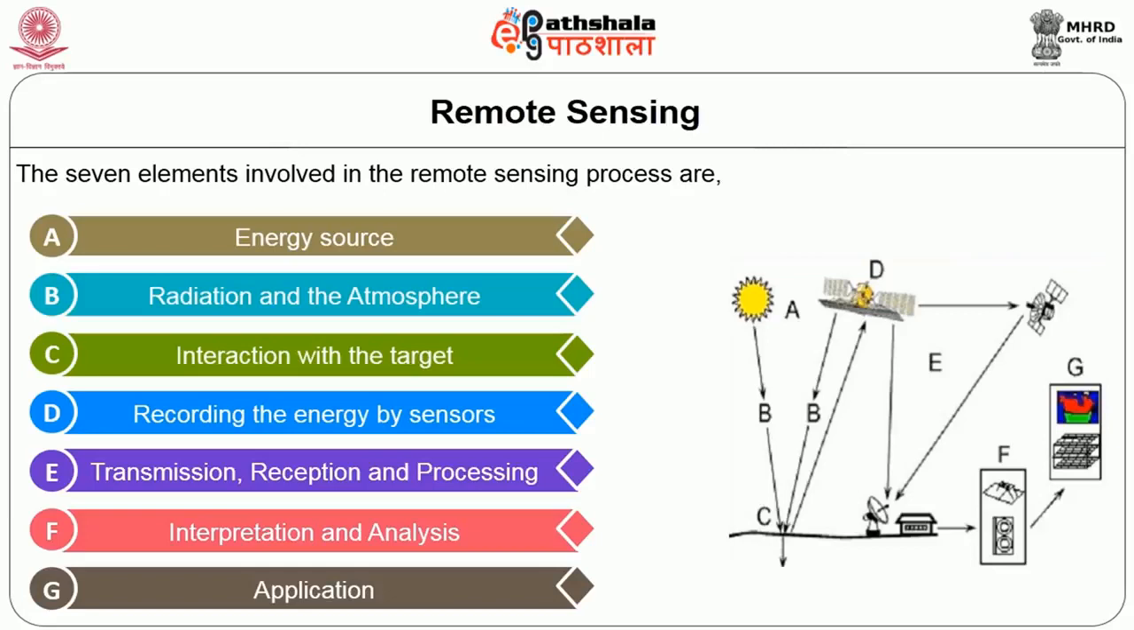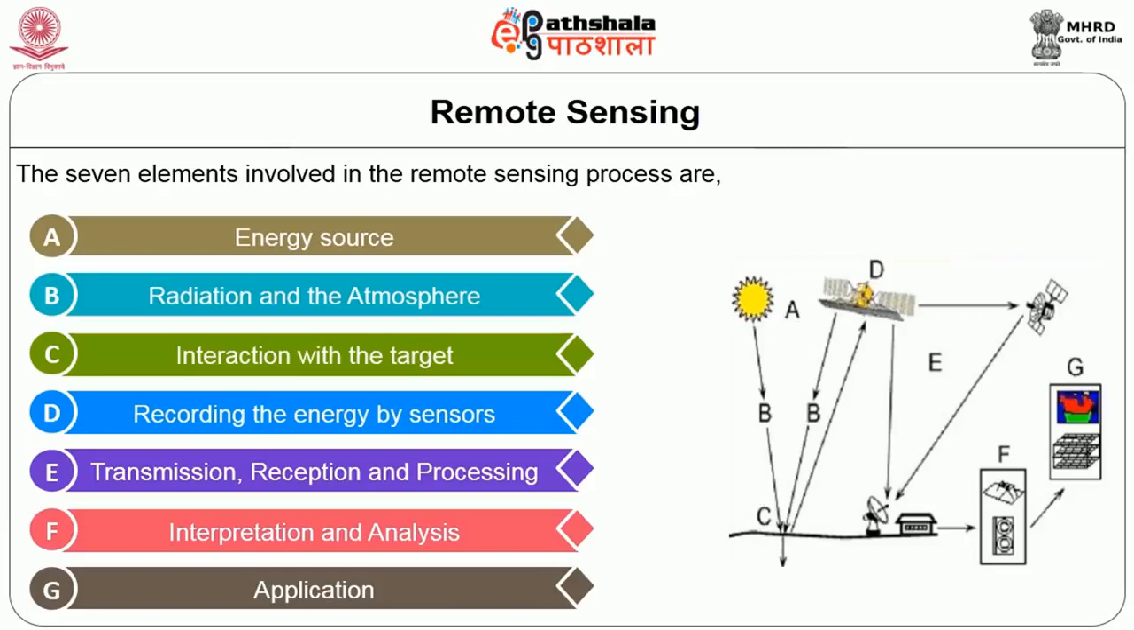So if I have to see the origination and the end of the Kaveri river, I have to interpret the data that are available through the satellite images, and then I have to analyze where it starts and where it ends, and then I have to apply it for the study and for what purpose I am doing it for. So these are the elements of remote sensing.